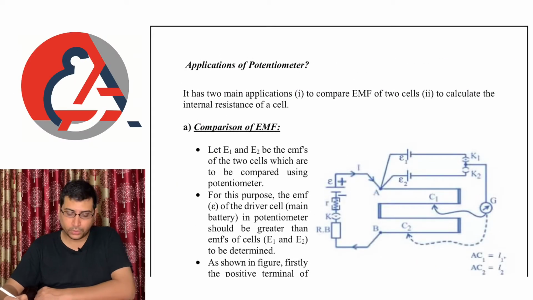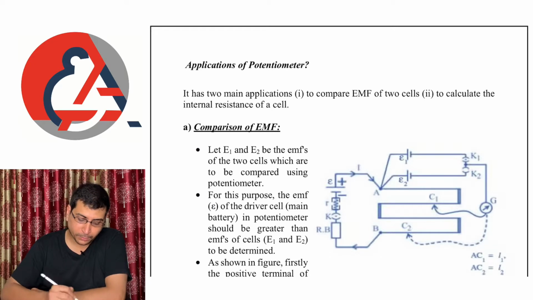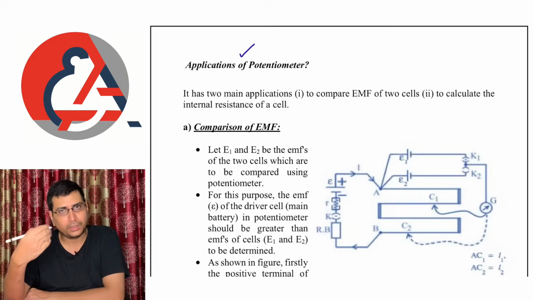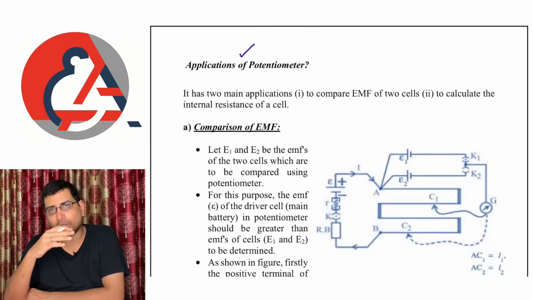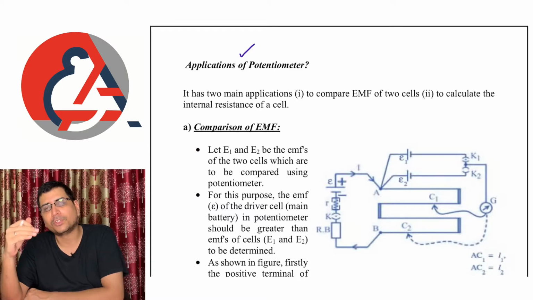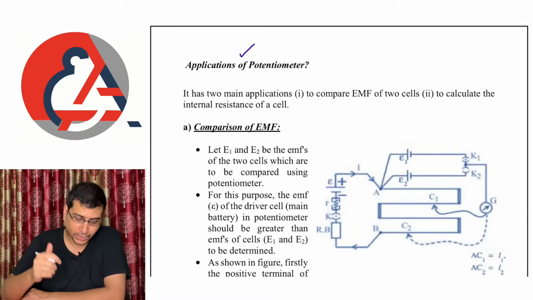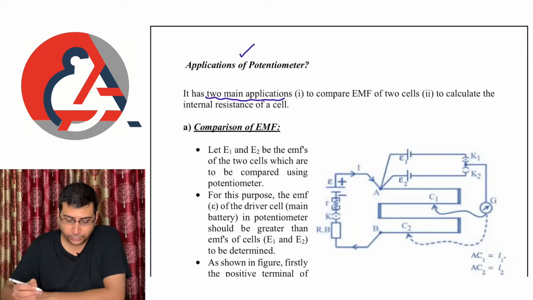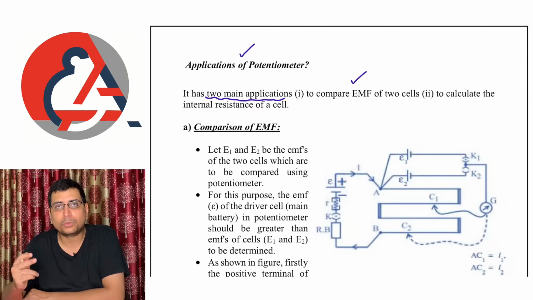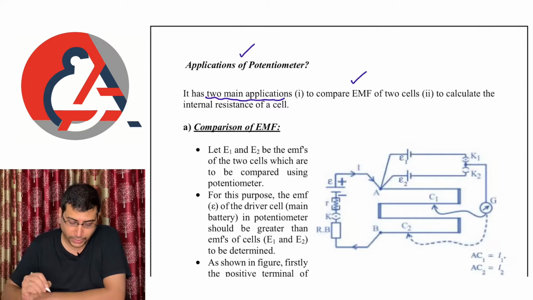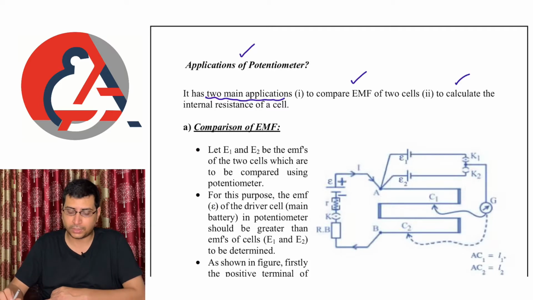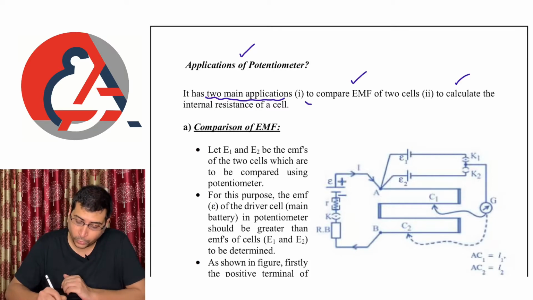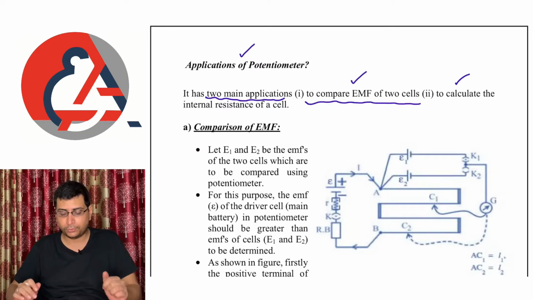In this video, our topic of discussion is applications of potentiometer. In the previous two videos, we have seen what is the necessity of a potentiometer, then we saw the principle of a potentiometer. Now we are going to concentrate on its application. It has two main applications, in which the first one is to compare EMF of two cells and the second is to calculate the internal resistance of the cell. So in this video, we will concentrate only on comparing the EMF of two cells.